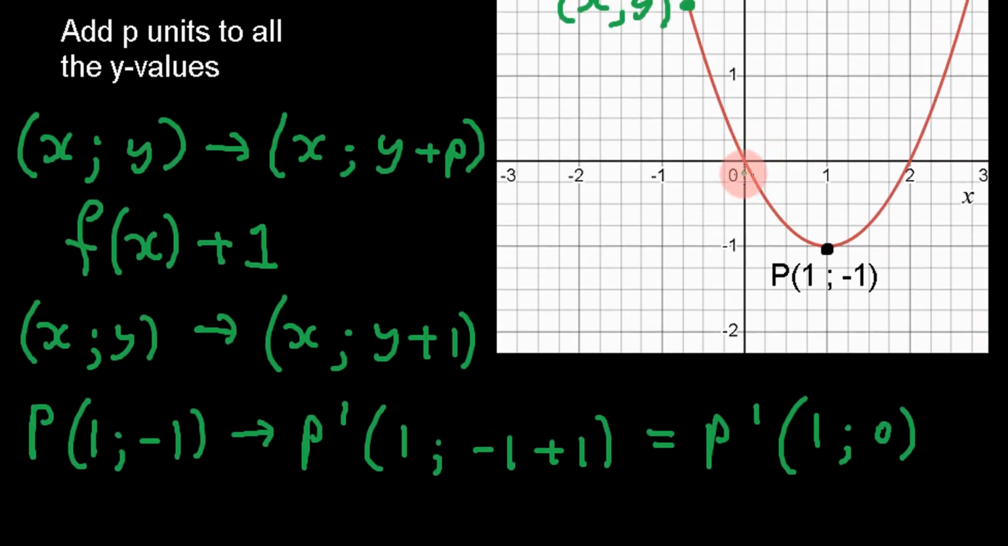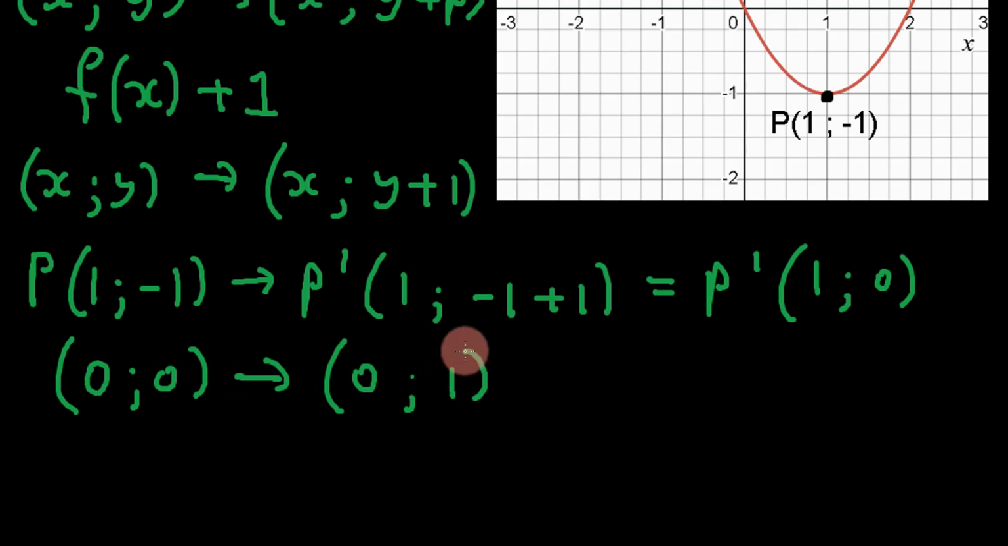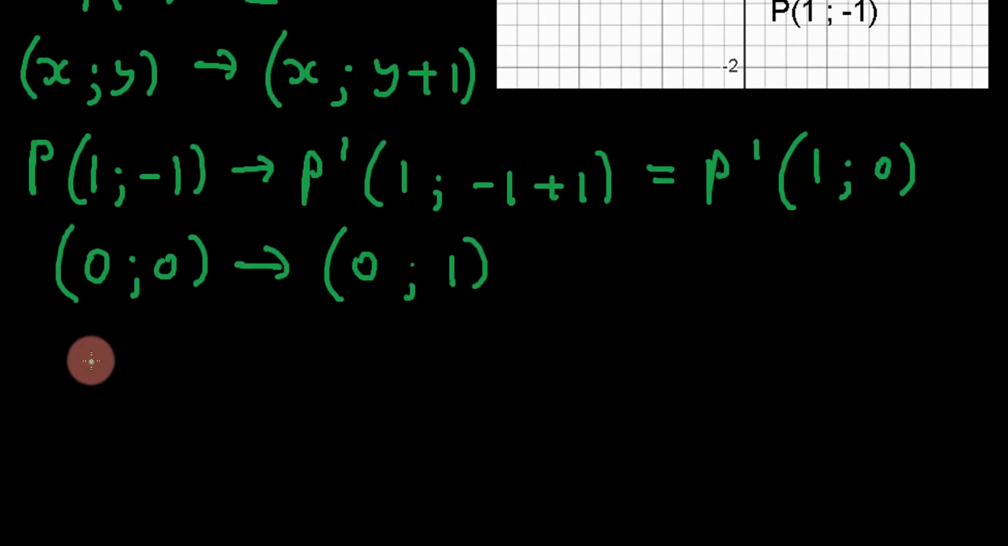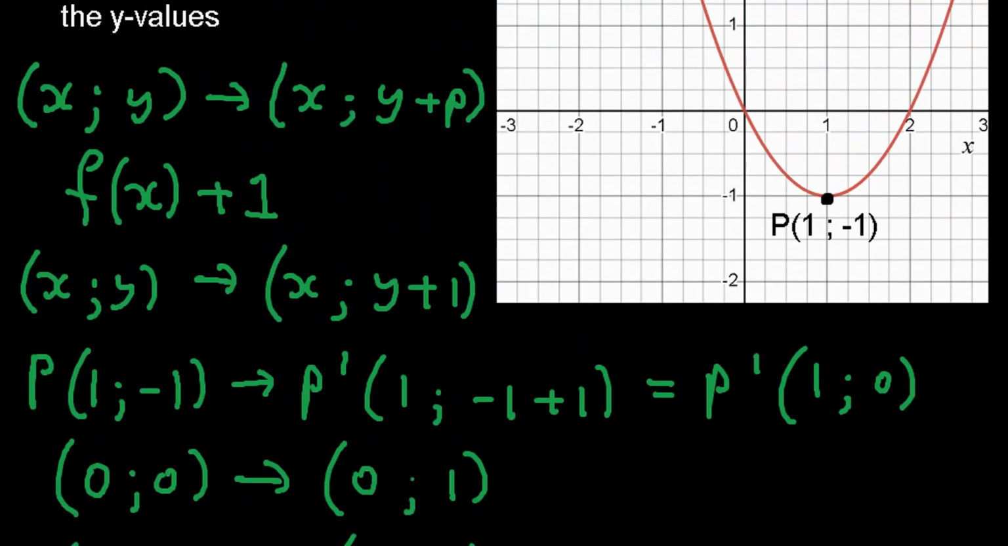Let's take another point, 0, 0, the x-intercept for this graph. It's also the y-intercept. So if we take the point 0, 0, it's going to be mapped to 0, then 0 plus 1, which is 1. If we take the other x-intercept, which is 2, 0, it's going to be mapped to the point 2, 0 plus 1. So 2, 1. And now we can basically plot a new graph for this transformation f of x plus 1 by using these points.